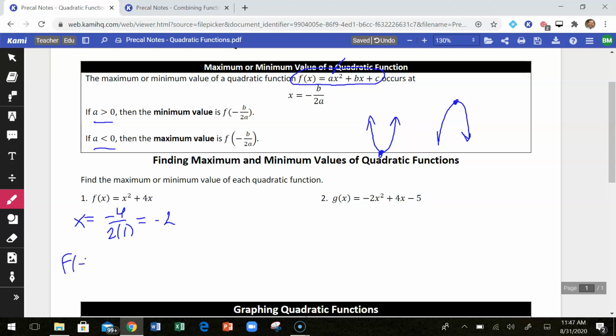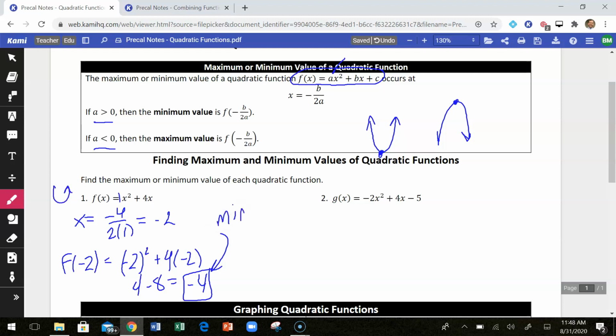So I'm going to do f of negative 2, and that's going to be negative 2 squared plus 4 times negative 2, which would be 4 minus 8, which is going to be negative 4. So that y value is going to be your max or min value. And because this is a positive 1 x squared, this means this parabola goes up, which means this is a minimum value. Okay, so I have a minimum value, and it occurs at negative 2. The minimum value is negative 4.